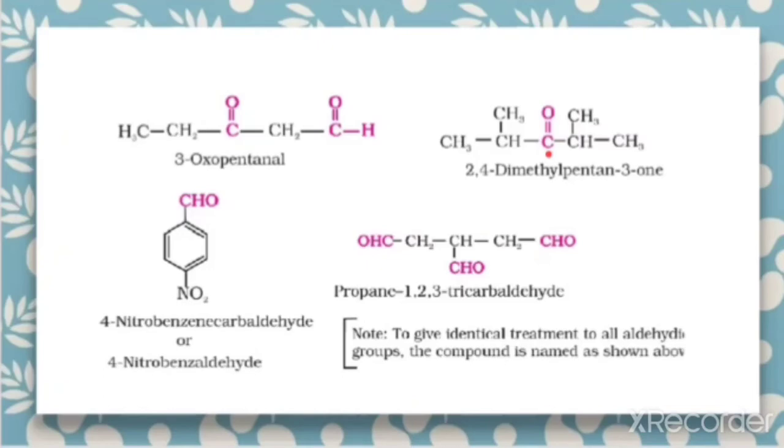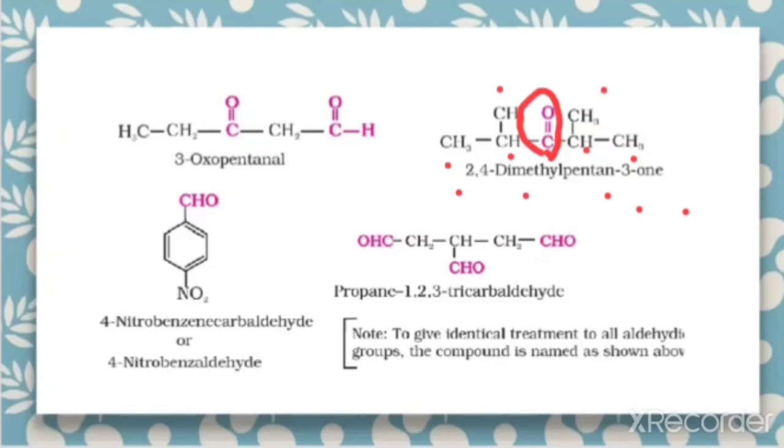The next example, in this example there is only one functional group, that is the ketonic group. So we have to select the longest chain. The longest chain is of 5 carbons, 1, 2, 3, 4, 5, and there are 2 substituents, that is the methyl groups on the second and fourth carbon. Therefore 2,4-dimethylpentane-3-one. Look at the position of the ketone group, that is on the third carbon. So 3-one.